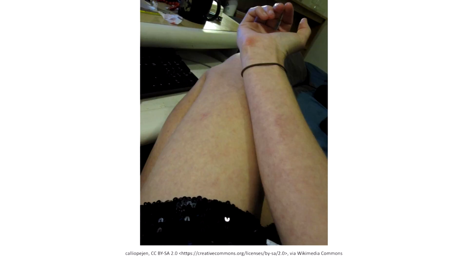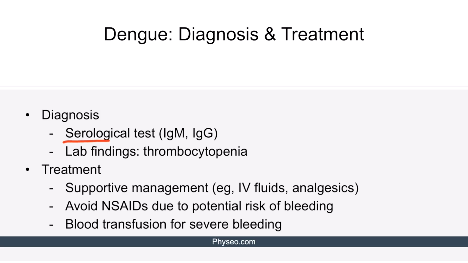Here's an image showing typical petechial rash over the limbs in a patient with dengue. Serological tests can be used to detect IgM and IgG antibodies. Laboratory findings will reveal thrombocytopenia. The treatment of dengue is supportive management with IV fluids and analgesics. NSAIDs should be avoided due to the potential risk of bleeding. Blood transfusion may be required in severe bleeding.